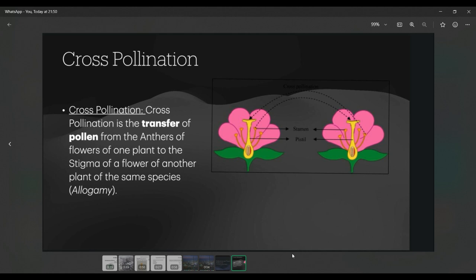So, a flower having anther, which has pollen grains. The pollen grains are transferred from one flower of a plant to another flower of another plant of the same species. It's called cross-pollination. And there's a key point here: pollination can only occur when they are of the same species. I hope you have understood cross-pollination.